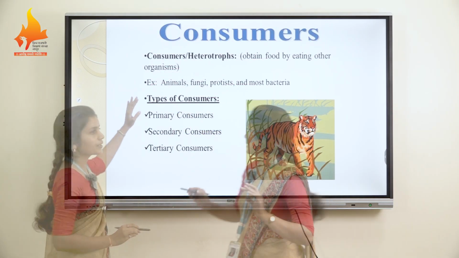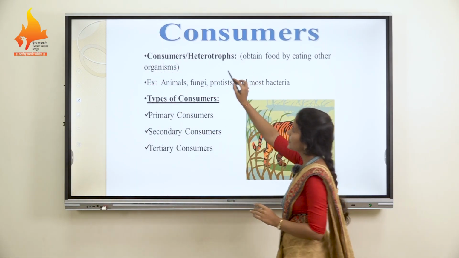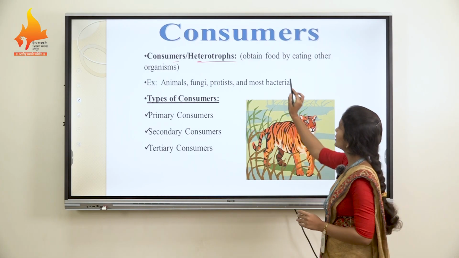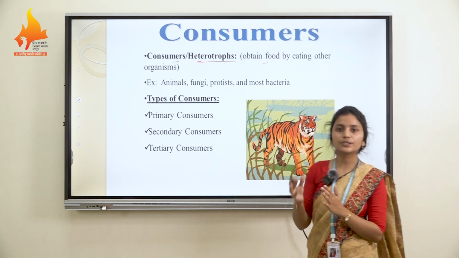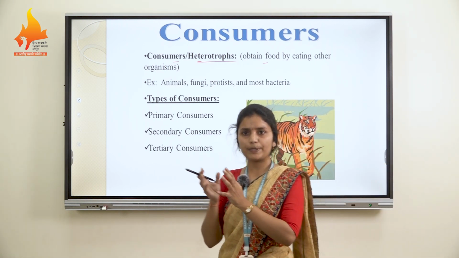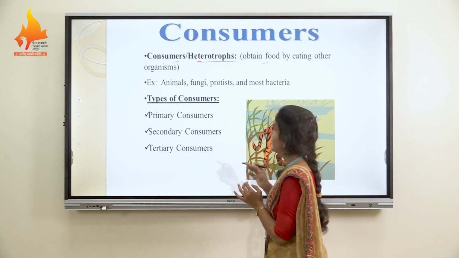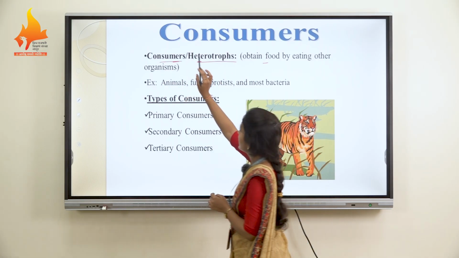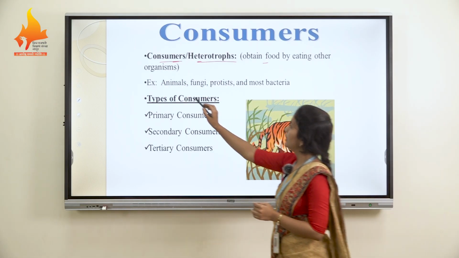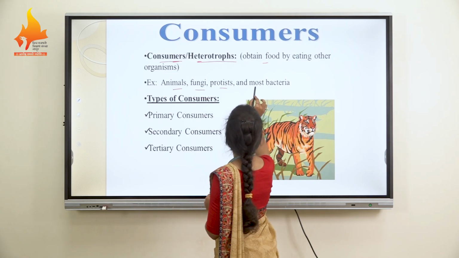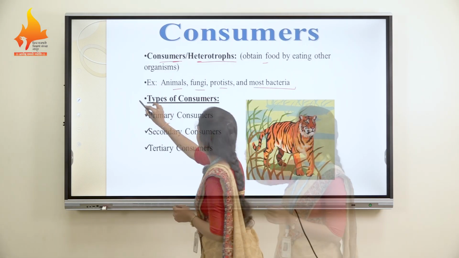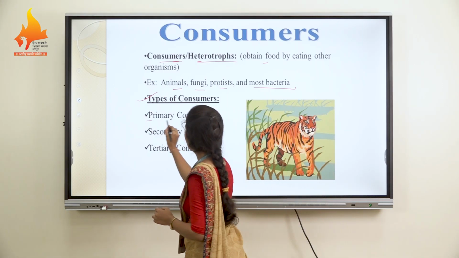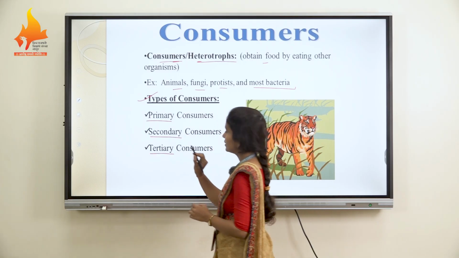Next, the consumers. It is also a biotic factor. Consumers are called heterotrophs. What are heterotrophs? Organisms which depend upon other organisms for food, as they depend upon plants or other animals, and they obtain food material, are called consumers. Examples of consumers are animals, fungi, protozoa and most bacteria. The consumers are again divided into three types: primary consumer, secondary consumer and tertiary consumer.